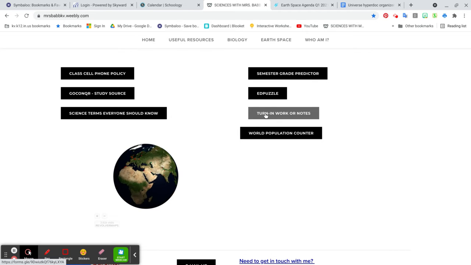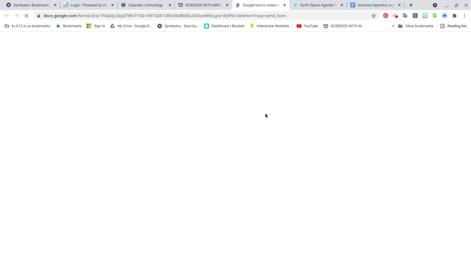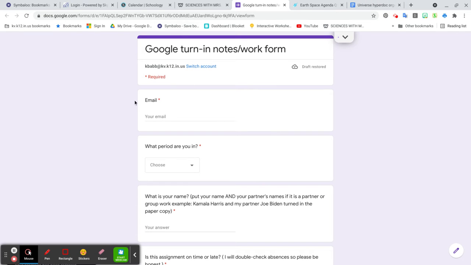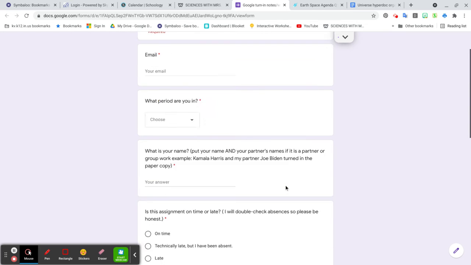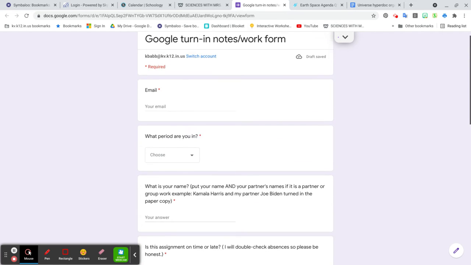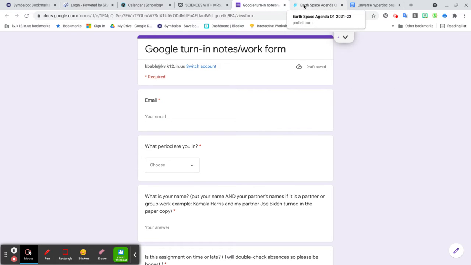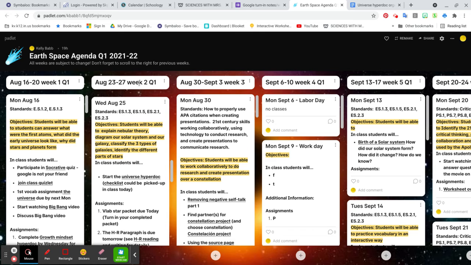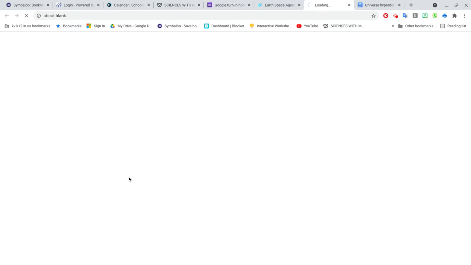And then when you're done and you're ready to turn that in, you're going to turn that in to turn in work or notes. That is where you would turn that in when you are all done. If you're absent, it's an e-copy instead of the paper copy most people turn in. And that's okay, because you're out and it may take you a little longer to get done, since you're doing this on your own. That's okay. Okay, start the Universe Hyperdoc.